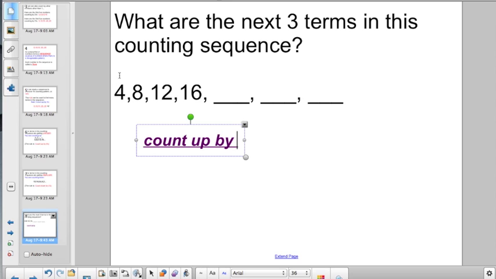4 plus what is going to give us 8? Or the other way to figure it out could be, if I started on 8, minus what is going to give us 4? Or if you really paid attention last year in math class, 4, 8, 12, and 16, they were all answers when you multiply by what? There are about 3 different ways of getting this answer.